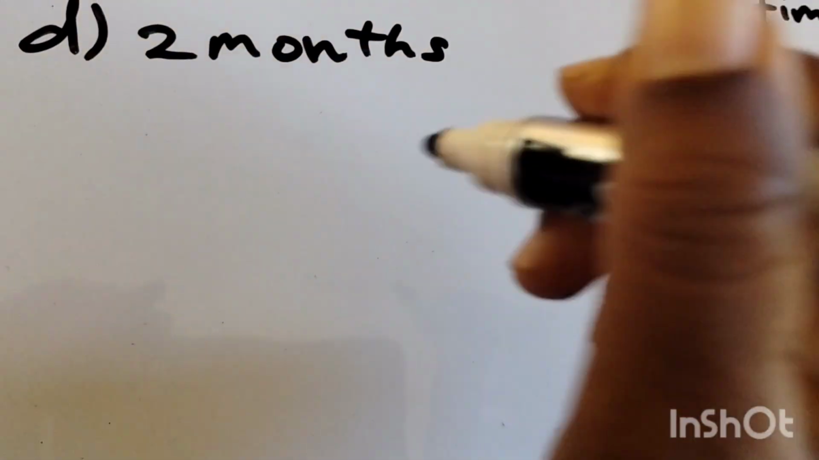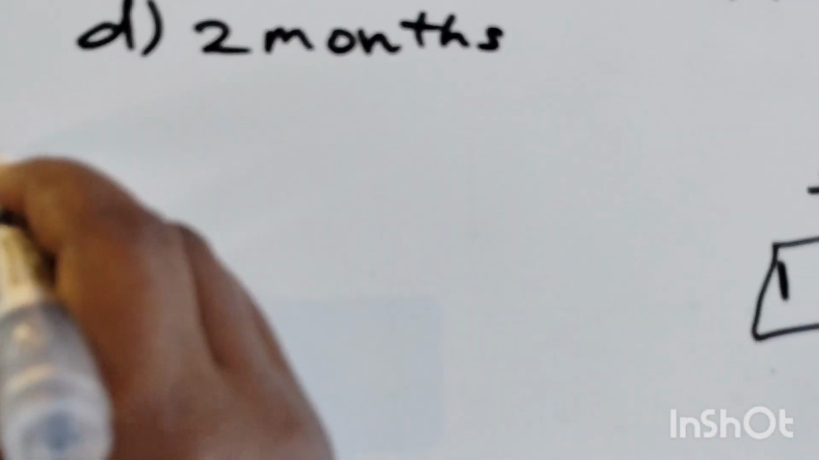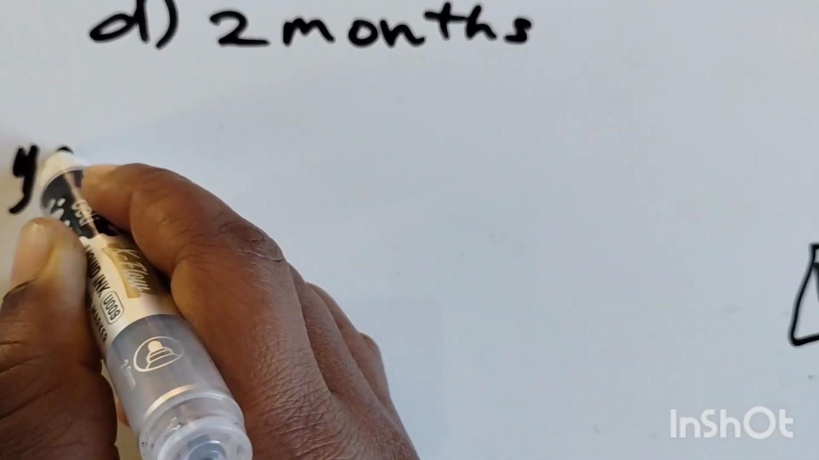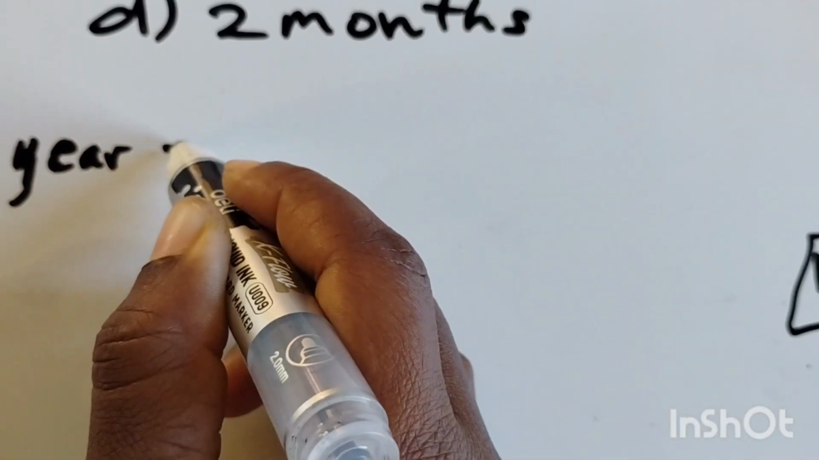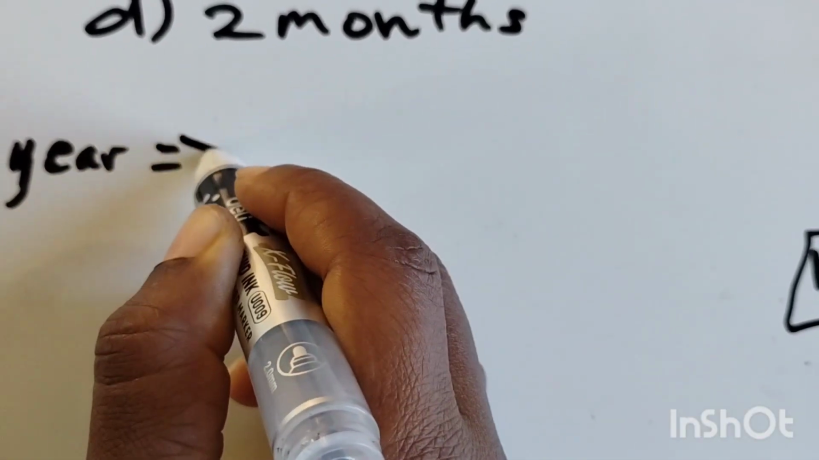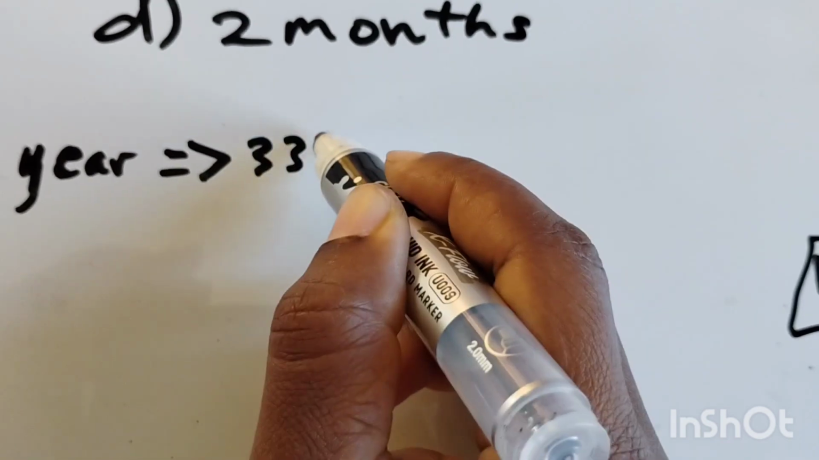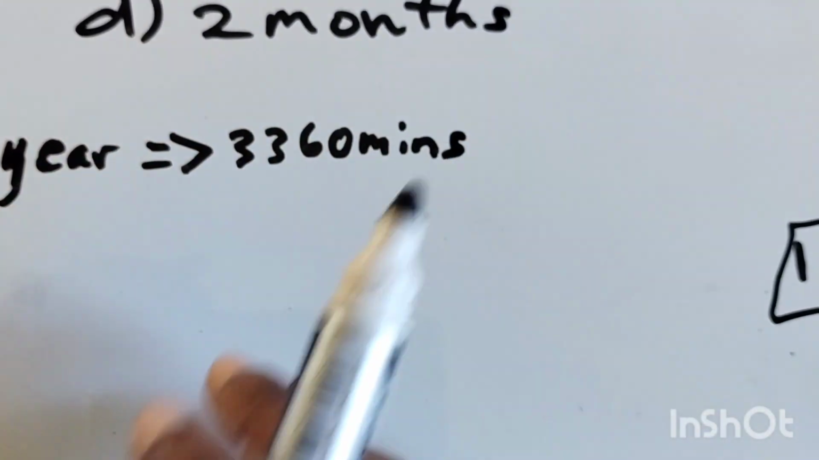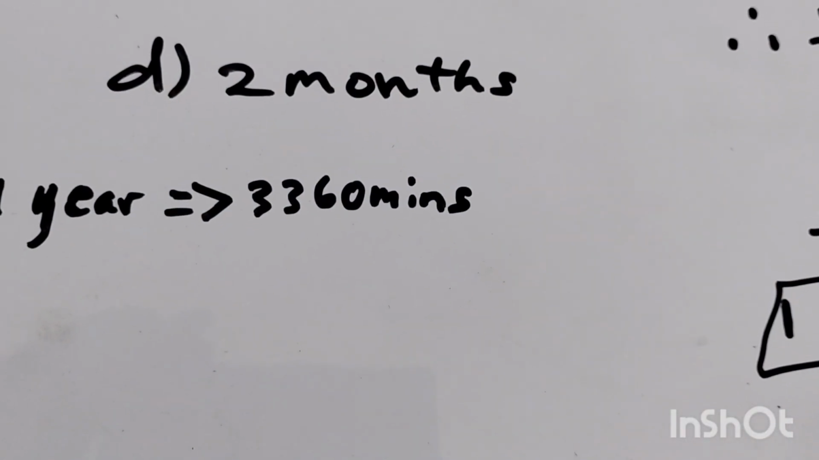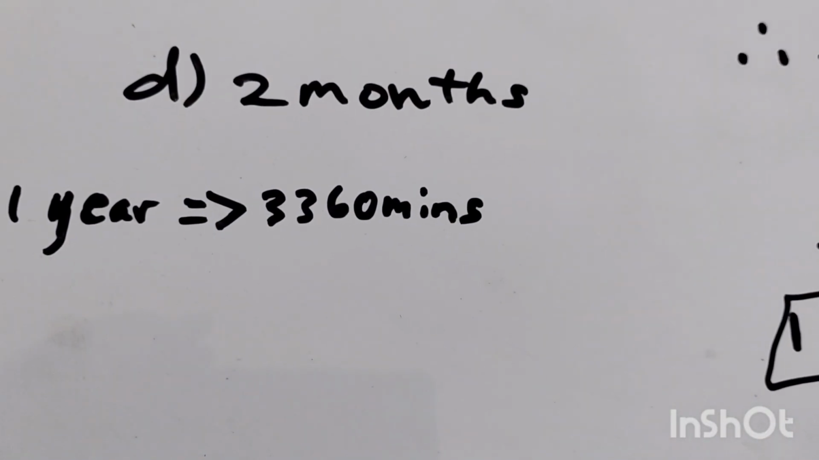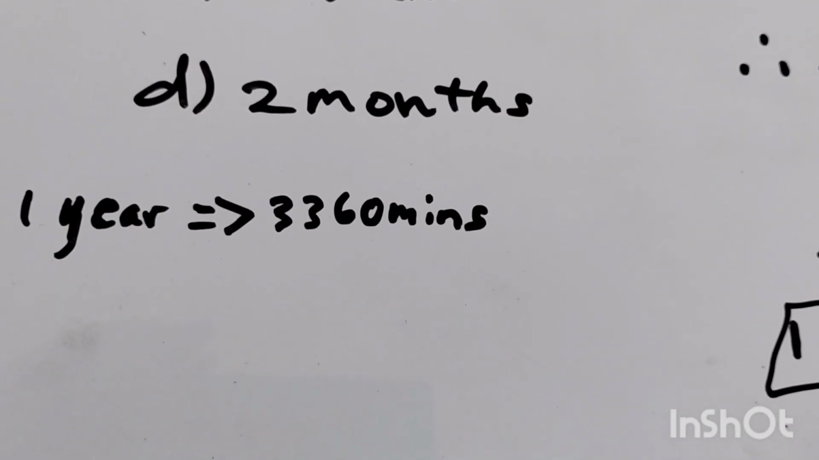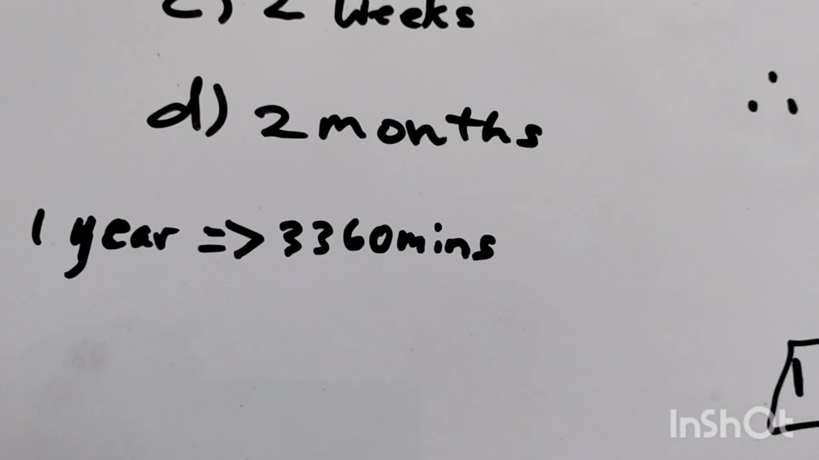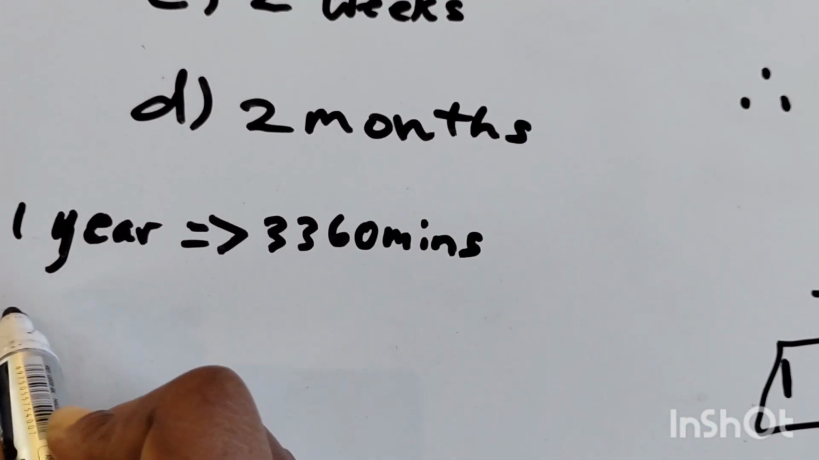But if you notice with the questions, they give us the answers in months, days, hours, and weeks. So nothing is in minutes. So we need to convert these minutes to days, or we need to convert the minutes to hours. The easier one is to convert it to hours first. And once you convert it to hours, then we're able to convert the hours into days. So let's go. So within 1 year, you get 3,360 minutes. How many minutes make an hour?